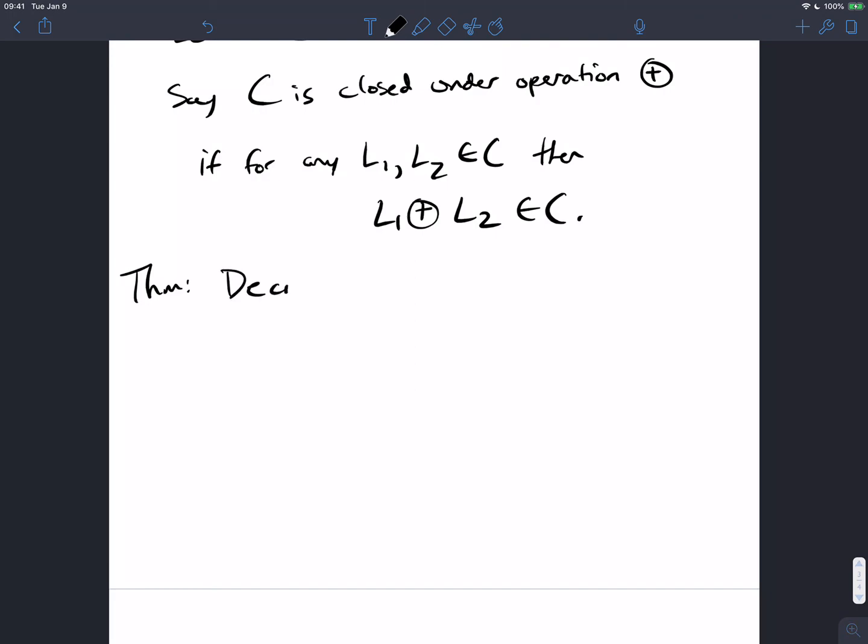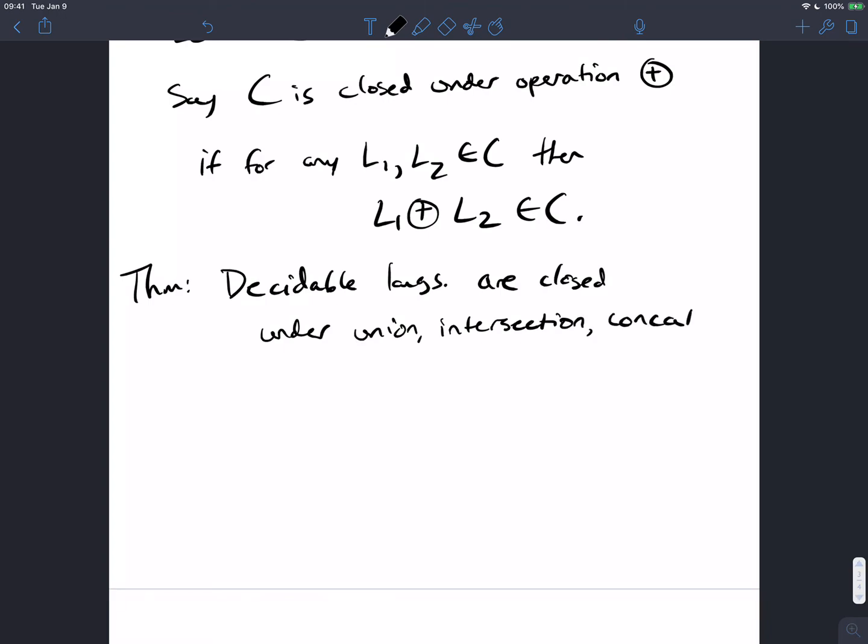So decidable languages are closed under union, intersection, concatenation, and star. Actually, and complement in this case.